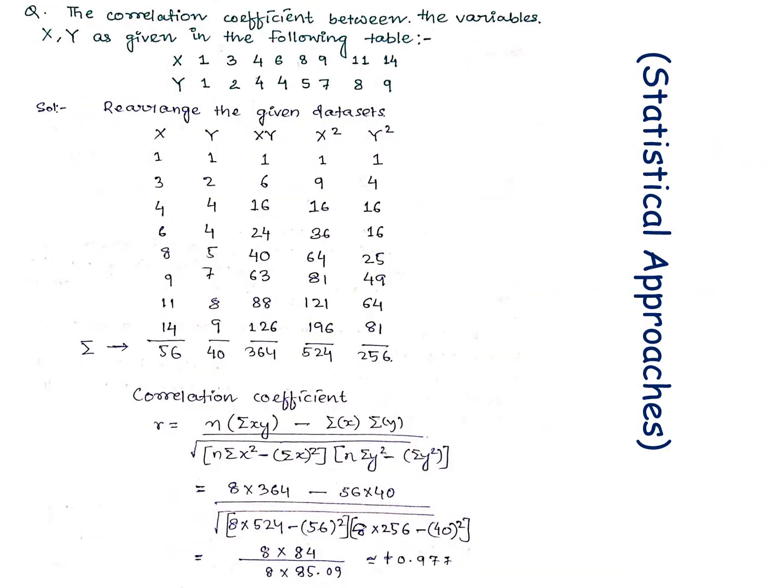Okay, now moving on to the last question. The correlation coefficient between the variables x and y is given by the table, that is x equal to 1, 3, 4, 6, 8, 9, 11, 14 and y equal to 1, 2, 4, 4, 5, 7, 8, 9. So there is a standard formula. You should remember the correlation coefficient.